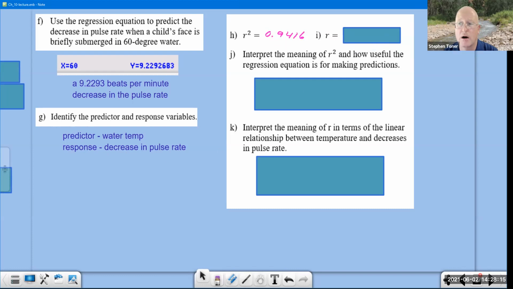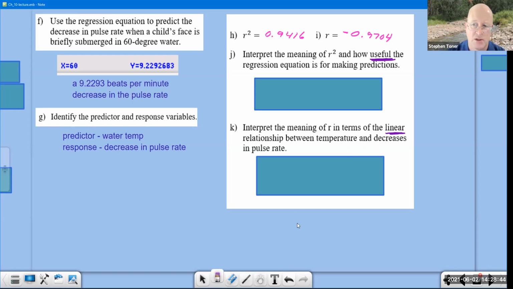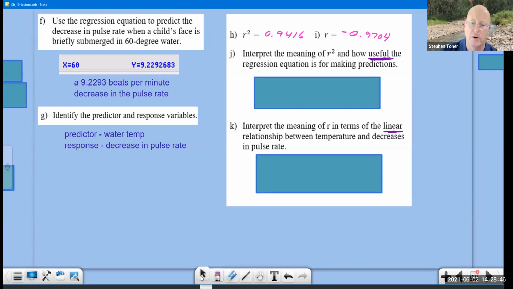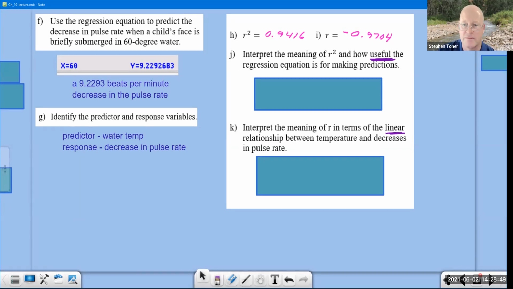R squared and R should be rather straightforward because they came straight out of the calculator when you did this linear regression. And J and K both need to be put into words. Now, don't always think R squared will always come first. You need to be careful of the order of these, and recall that R squared talks about how useful the equation is, whereas the linear coefficient R talks about the linear relationship between the variables. So those are the key words to watch out for so that you don't get those two reversed with respect to each other.